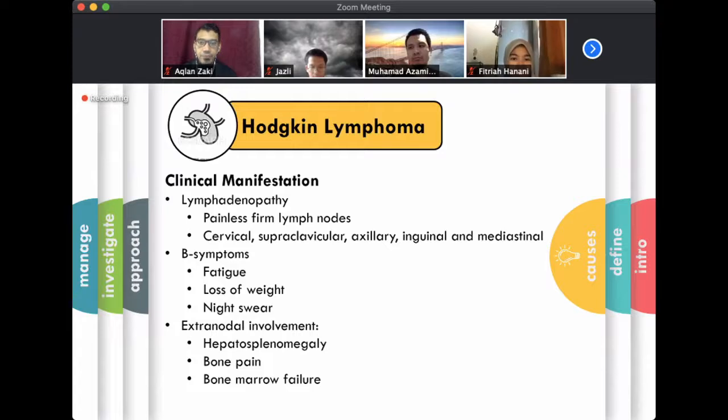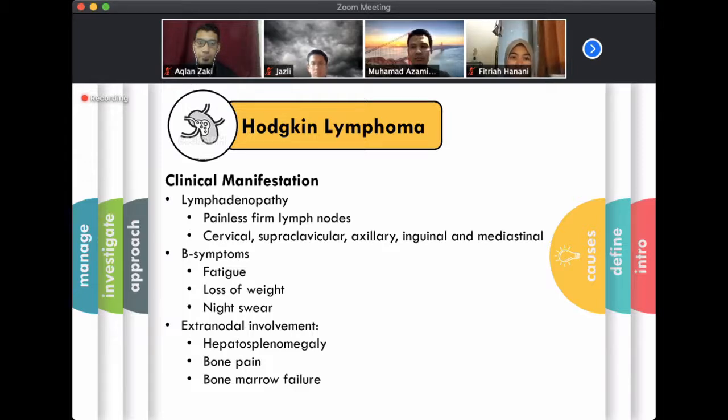So for malignancy, I will just include 3 of them, which are Hodgkin lymphoma, non-Hodgkin lymphoma, and also leukemia. So Hodgkin lymphoma usually presents with painless firm lymphadenopathy at the cervical, supraclavicular, axillary, inguinal, and also mediastinal parts. So there are associated symptoms such as B symptoms, which are fatigue, night sweats, and weight loss, and also extranodal symptoms that can happen such as hepatosplenomegaly, bone pain, and bone marrow failure.